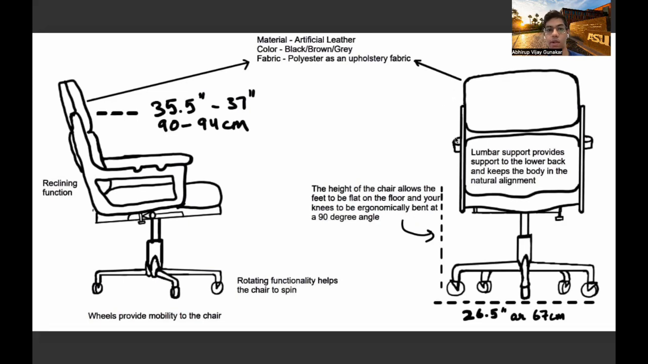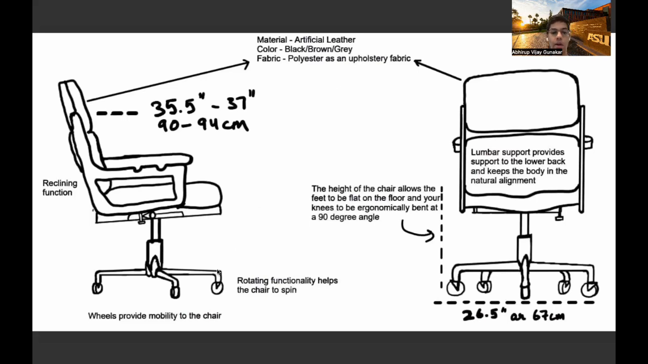And one more thing I wanted to adjust was to make sure that the fabric uses polyester, because when we use polyester it's very easy to clean and it lasts for years. And just like any other chair, I added the color black, brown, or gray just to make sure that it doesn't get dirty, and it's easy to wipe off. And for material, I use artificial leather, again just to make sure that it lasts for years to come and it doesn't fade away in 3-4 years.